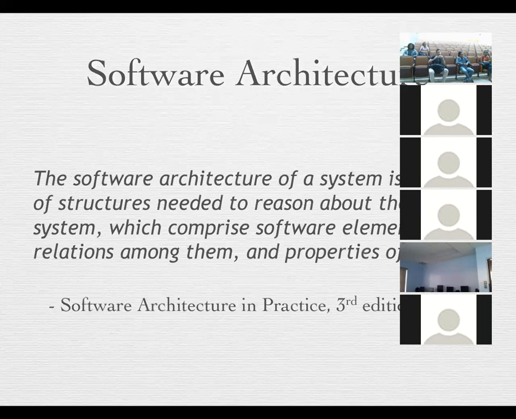So anyway, what is software architecture? I think you saw this definition last semester. The software architecture of a system is the set of structures needed to reason about the system, which comprise software elements, relations among them, and the properties of both. It's a mouthful. What does that mean?